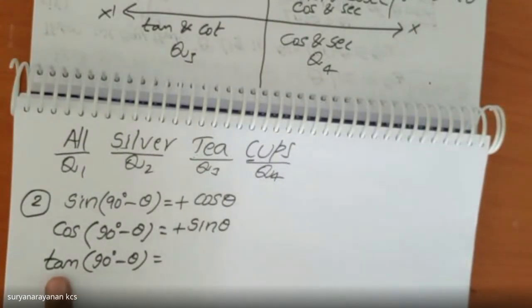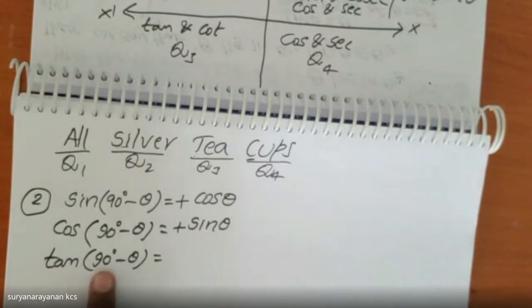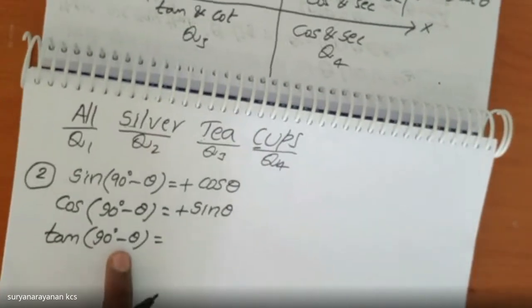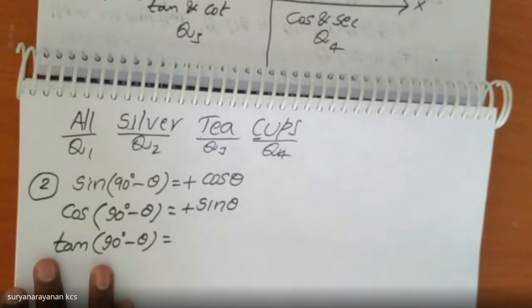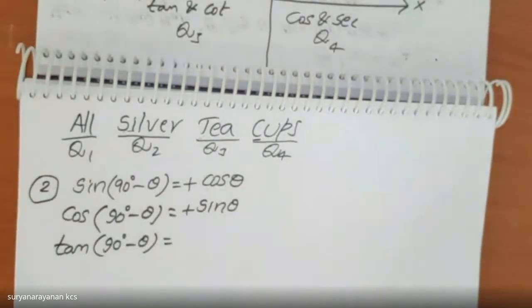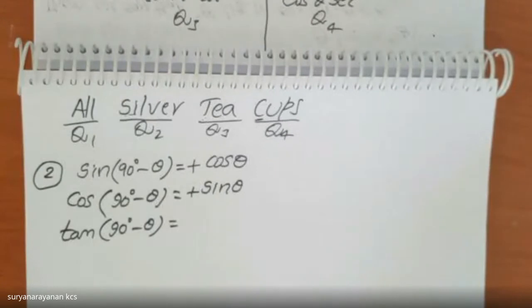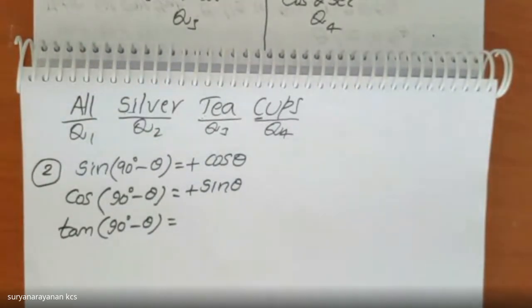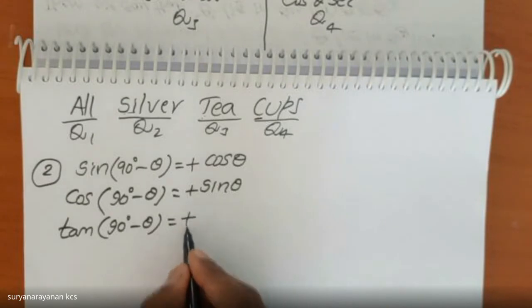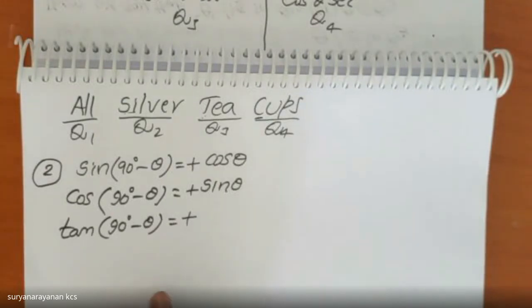What is the sign of this trigonometric function in the first quadrant? This angle lies in the first quadrant. In the first quadrant, tan is positive. So keep the positive sign. And here the angle is written as a combination of 90, so tan changes to cot.